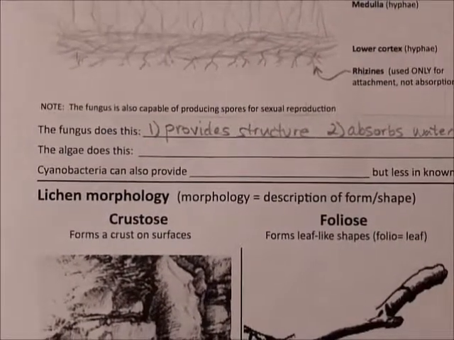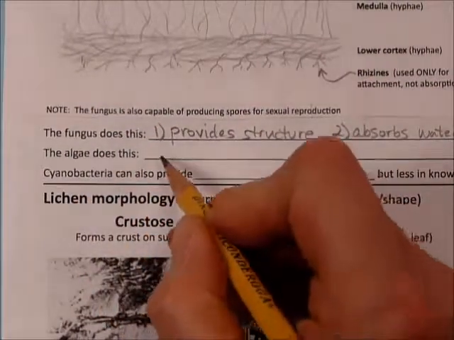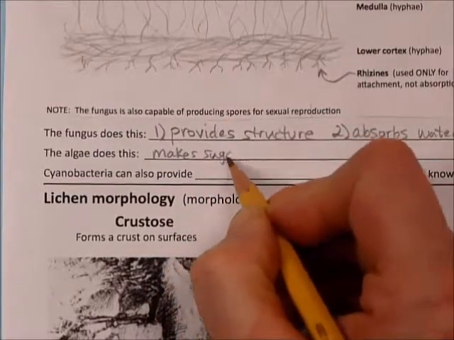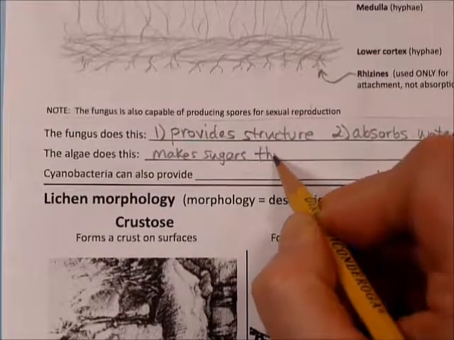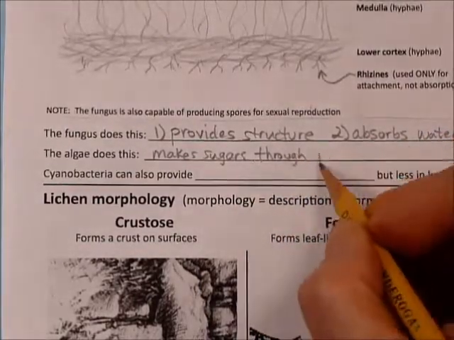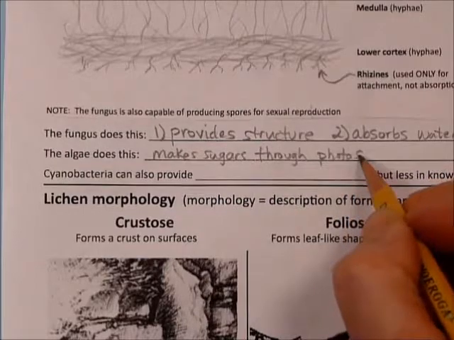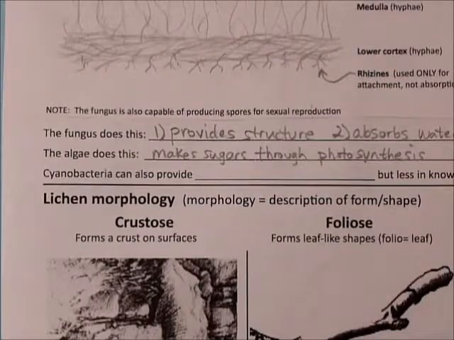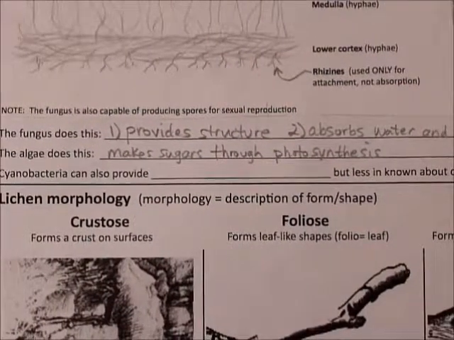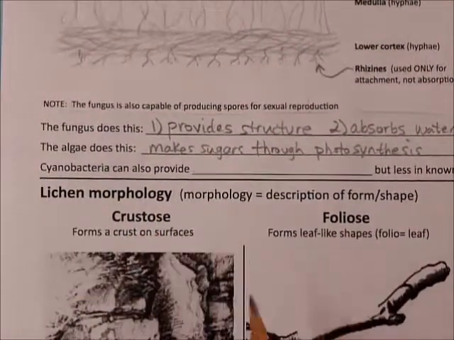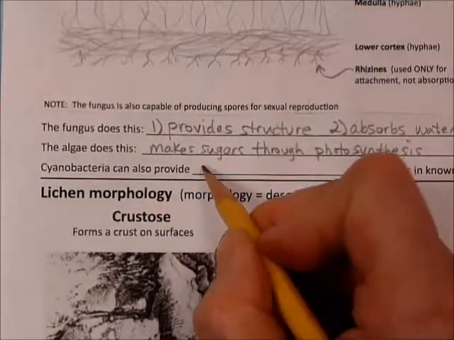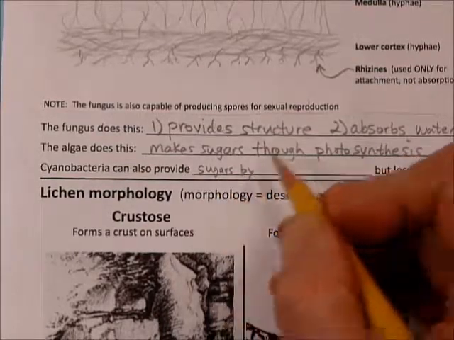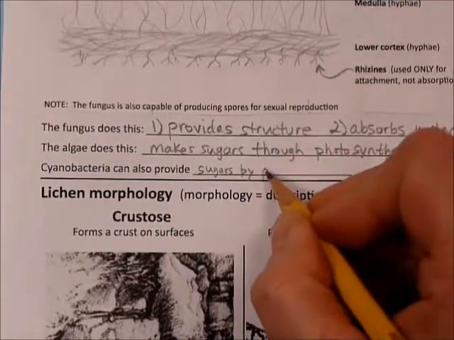And the algae does this. It makes sugars through photosynthesis. And if there's a cyanobacteria there, it can also provide sugars. I'm going to use the word sugars because it's short and I've got a little space here. Photosynthesis.